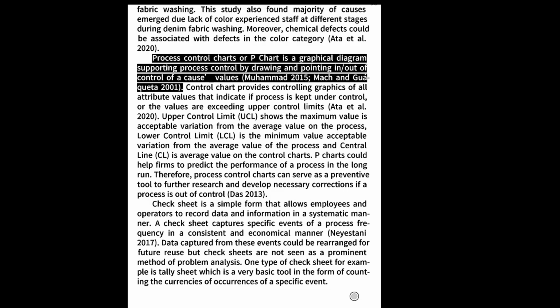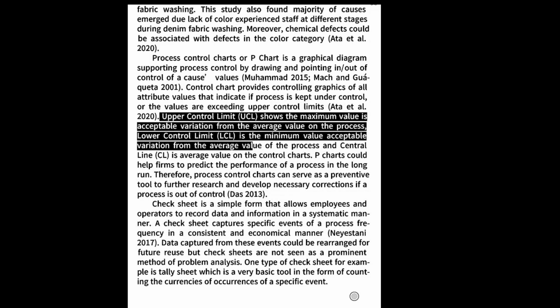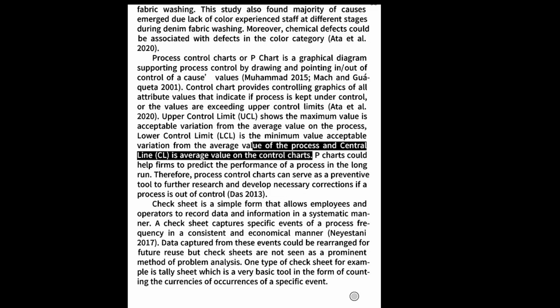Process control charts, or P-charts, are graphical diagrams supporting process control by pointing out out-of-control causes. Muhammad 2015, Mach and Wiketa 2001. A control chart provides controlling graphics of all attribute values that indicate if the process is kept under control, or if the values are exceeding the upper control limits. Auta et al. 2020. The upper control limit (UCL) shows the maximum acceptable variation from the average value of the process. The lower control limit (LCL) is the minimum acceptable variation from the average value of the process, and the central line (CL) is the average value on the control charts.